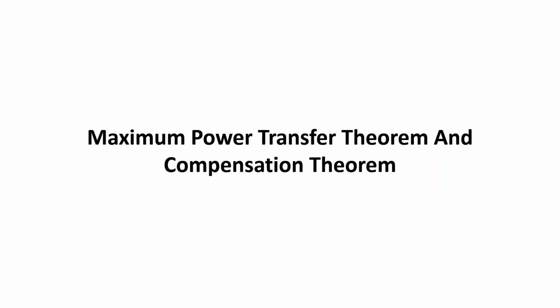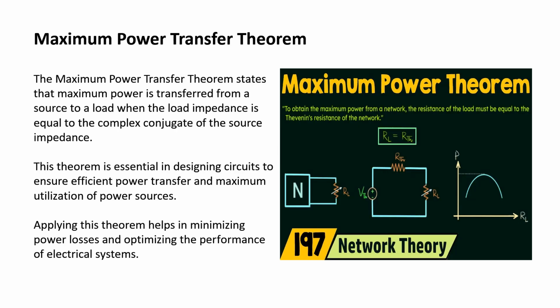Maximum power transfer theorem and compensation theorem. Maximum power transfer theorem: it states that maximum power is transferred from a source to a load when the load impedance is equal to the complex conjugate of the source impedance. This theorem is essential in designing circuits to ensure efficient power transfer and maximum utilization of power sources. Applying this theorem helps in minimizing power losses and optimizing the performance of electrical systems.